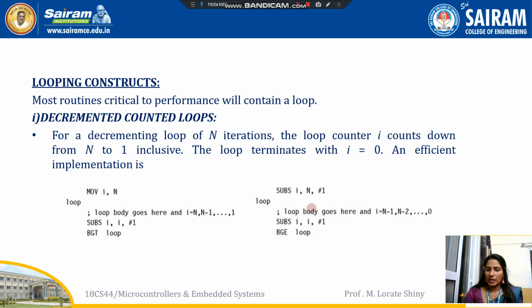The loop starts here, loop body. So in the first loop I is equal to n minus 1, then n minus 2. So it goes till 0. So here I am comparing whether I became 0 or not. So when I became 0, I'll stop the code. Here I am checking whether I is equal to 1 or not. When it becomes 1, I'll stop the program.